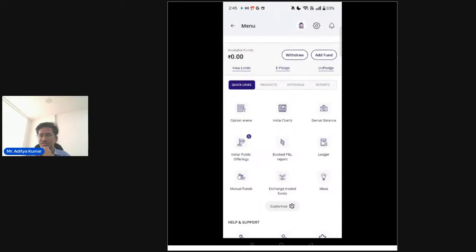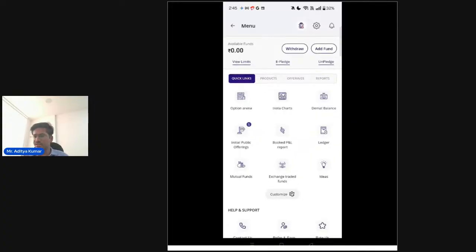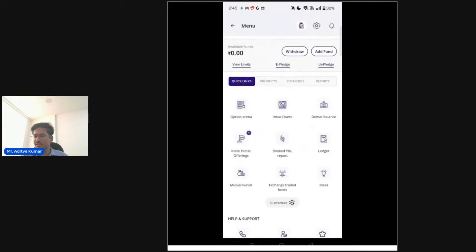These have access to tools like Option Arena, which is a platform for trading derivatives such as futures and options. Next, we can see all the things I've discussed earlier, the IPO and mutual fund. I will be going through them afterwards.